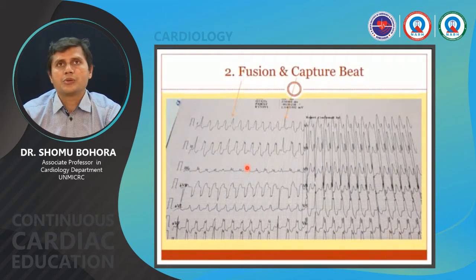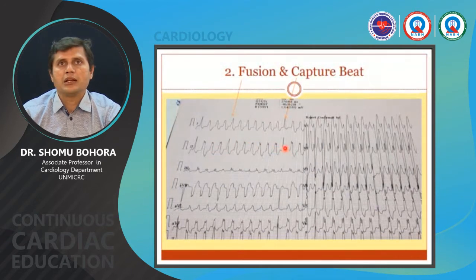The second most important finding in AV dissociation would be fusion and capture beats. So what are fusion beats? It is a beat which is of a morphology in between that of a sinus beat and a ventricular tachycardia beat, that is fused. It is narrowish, it comes early as compared to the expected QRS of the ventricular tachycardia.